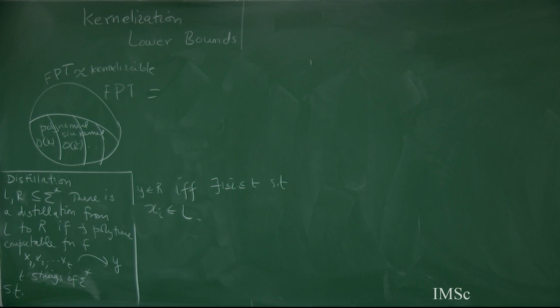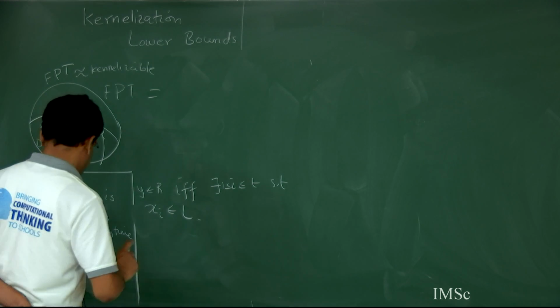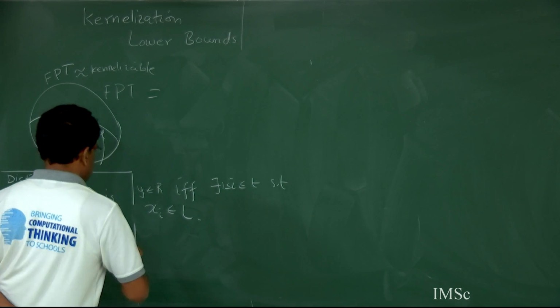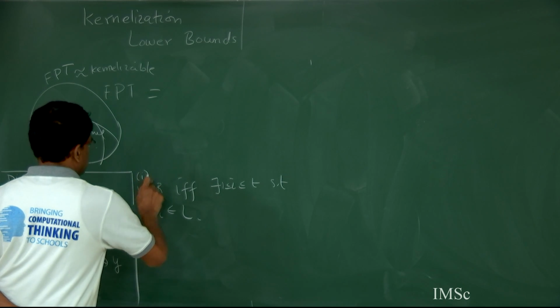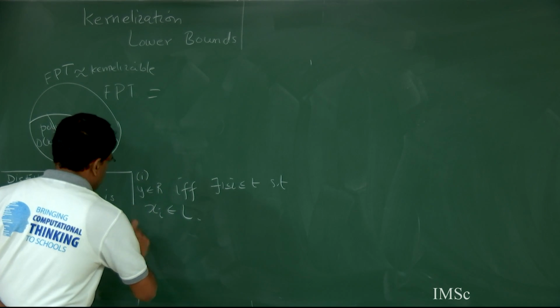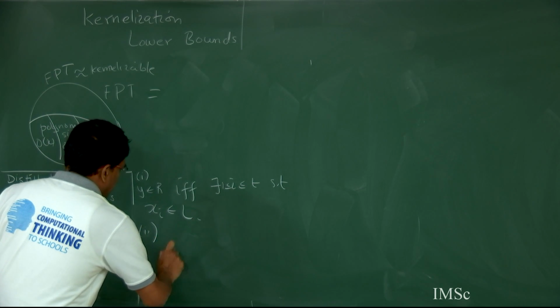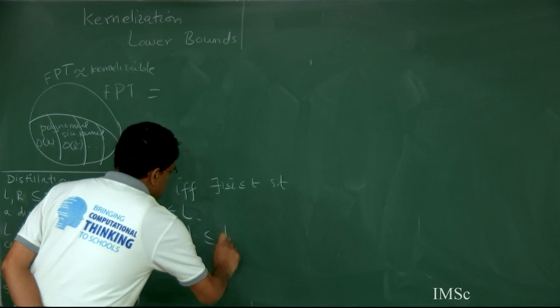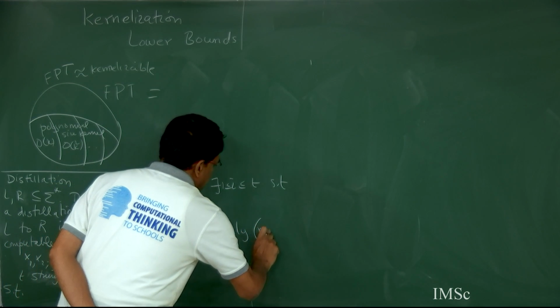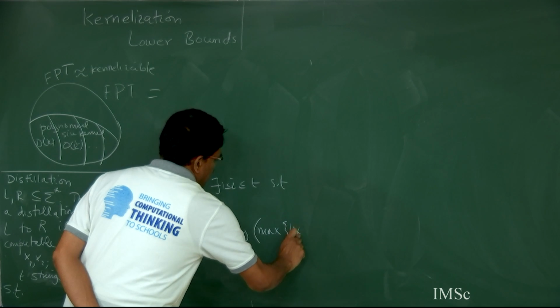right? What is the function? Just write down the OR of these. So, take each instance and do an OR, and if any one of these is true, then that is true. But I want some more properties. First condition: this is an equivalent instance, y is equivalent to R of the x_i. The length of y is at most some poly in the max of the |x_i|.